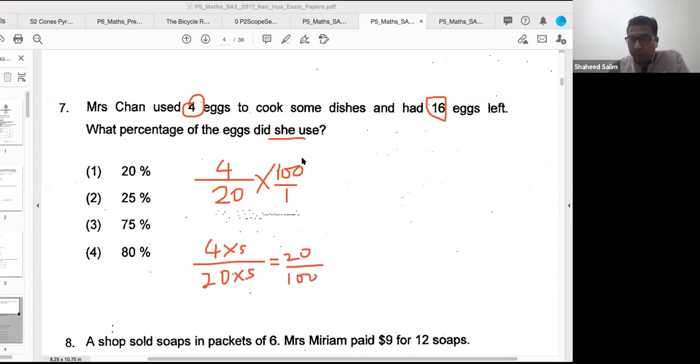Or you can use this method. Just times the fraction by 100. Divide by 2, you get 2. Divide by 2, you get 1. 2 times 10, 20%. Please, you must remember, you must write down the fraction first.